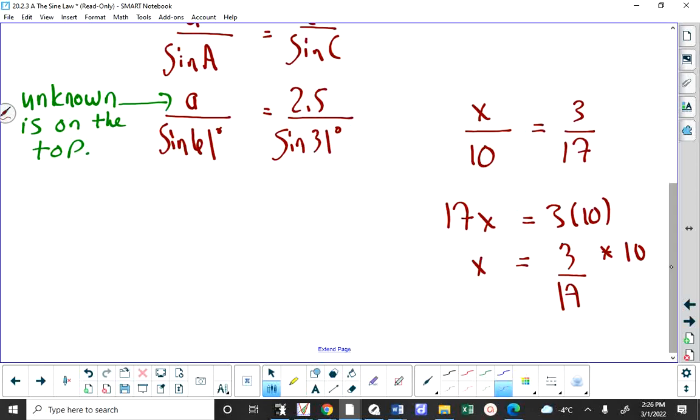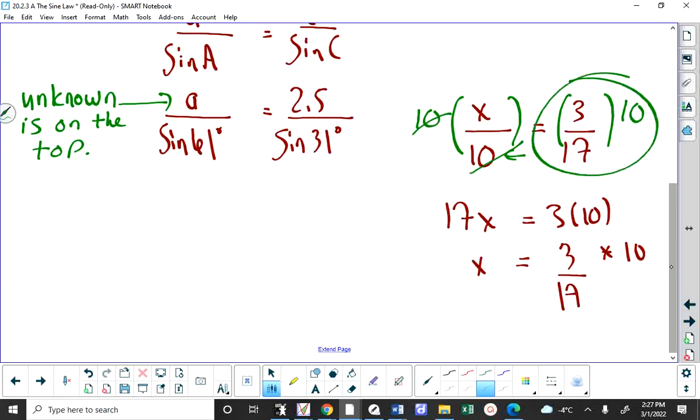I want you to notice, though, that really a better approach in my mind is to say this 10 right here, that's trouble. We've got to get rid of it. We want x by itself. How do I get rid of it? I multiply both sides by 10. These cancel, and I'm left with my answer. You with me on that?